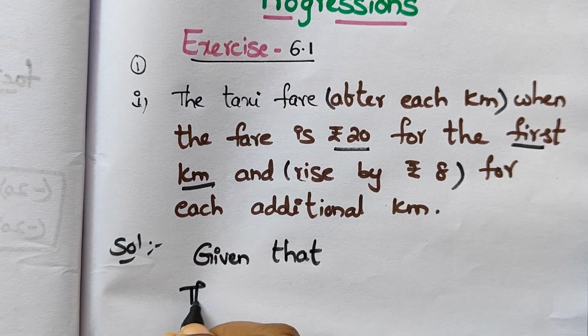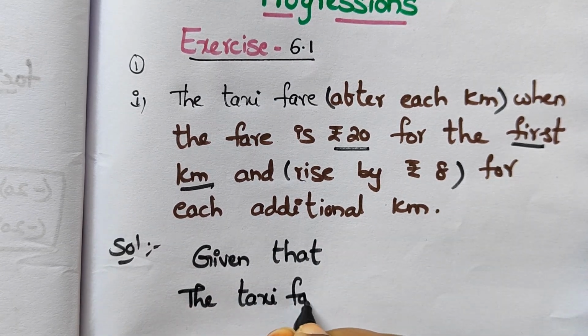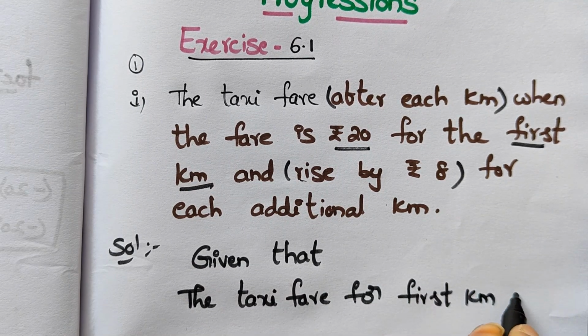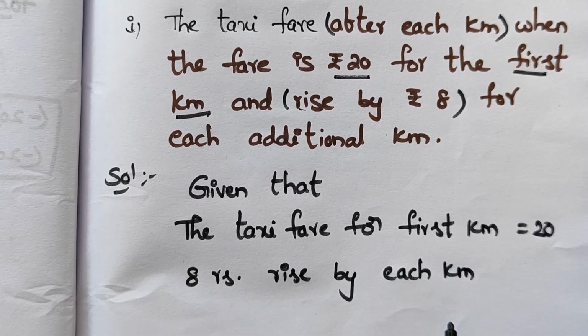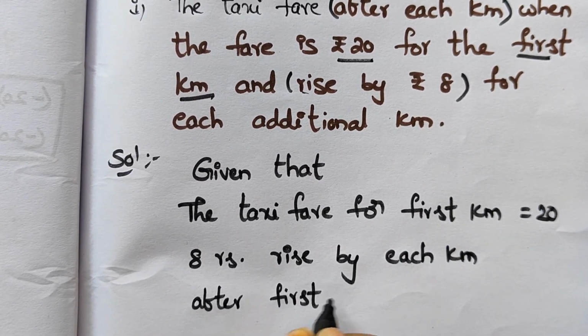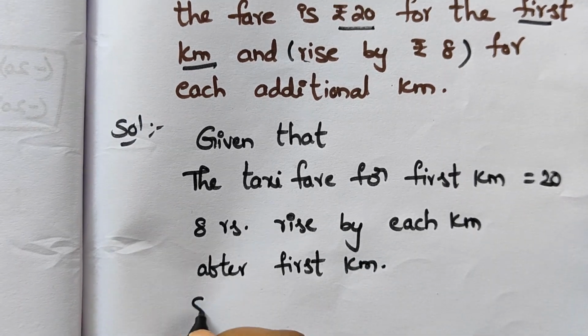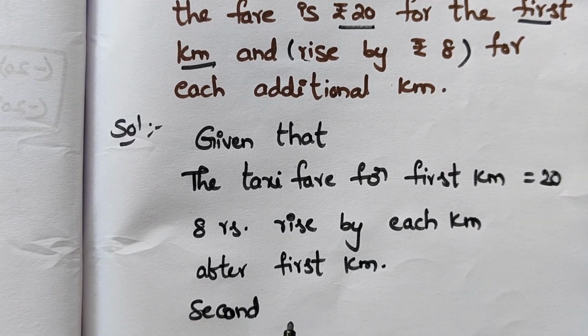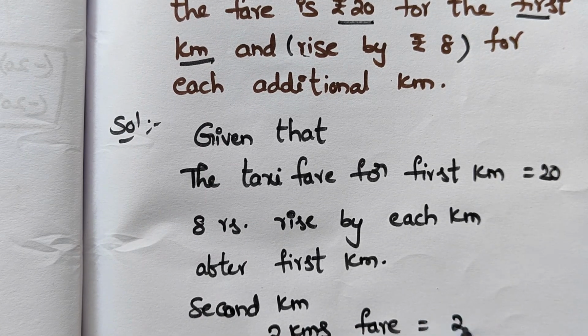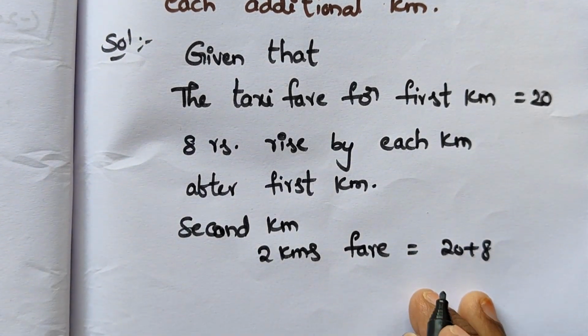Solution, given that first we have to write the given data. The taxi fare for the first kilometer is 20 rupees and each kilometer after first kilometer rise by 8 rupees, which means after first kilometer second kilometer price, taxi fare for 2 kilometers is equal to 20 plus 8, 28 rupees.